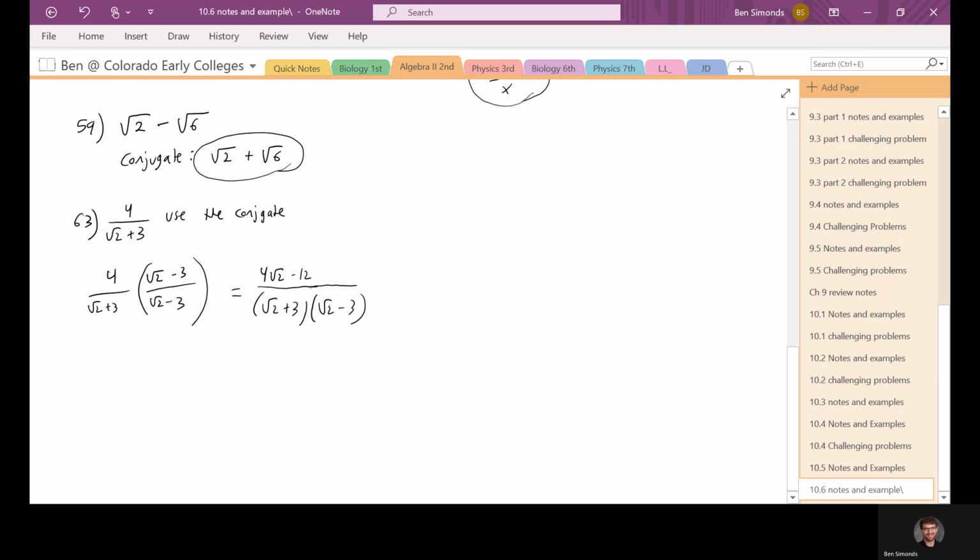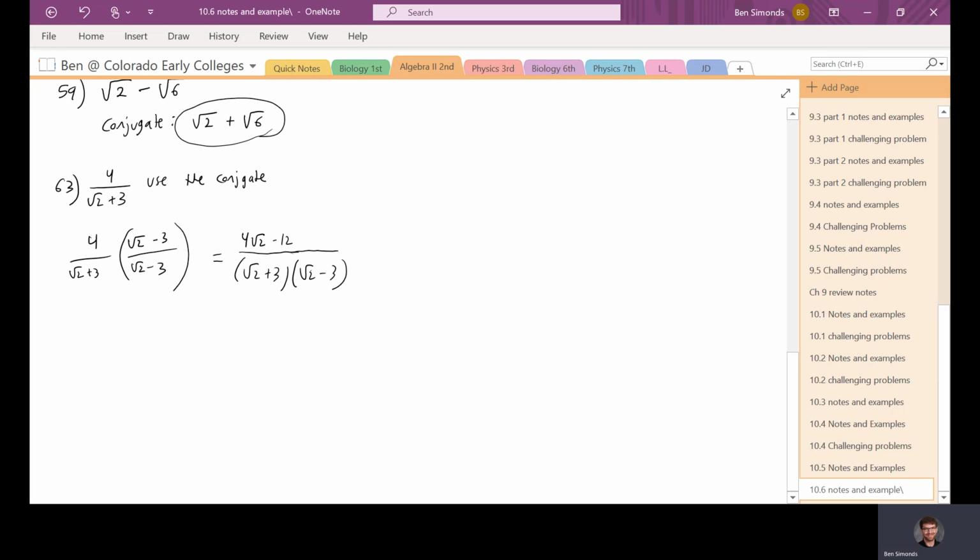So now we FOIL. You've got to FOIL the bottom, just like we always do when we have two binomials. A binomial is a term with two parts. We've got two binomials multiplied together there. So we practiced this yesterday a little bit. Yesterday we first introduced conjugates. Today we're actually seeing why they're important.